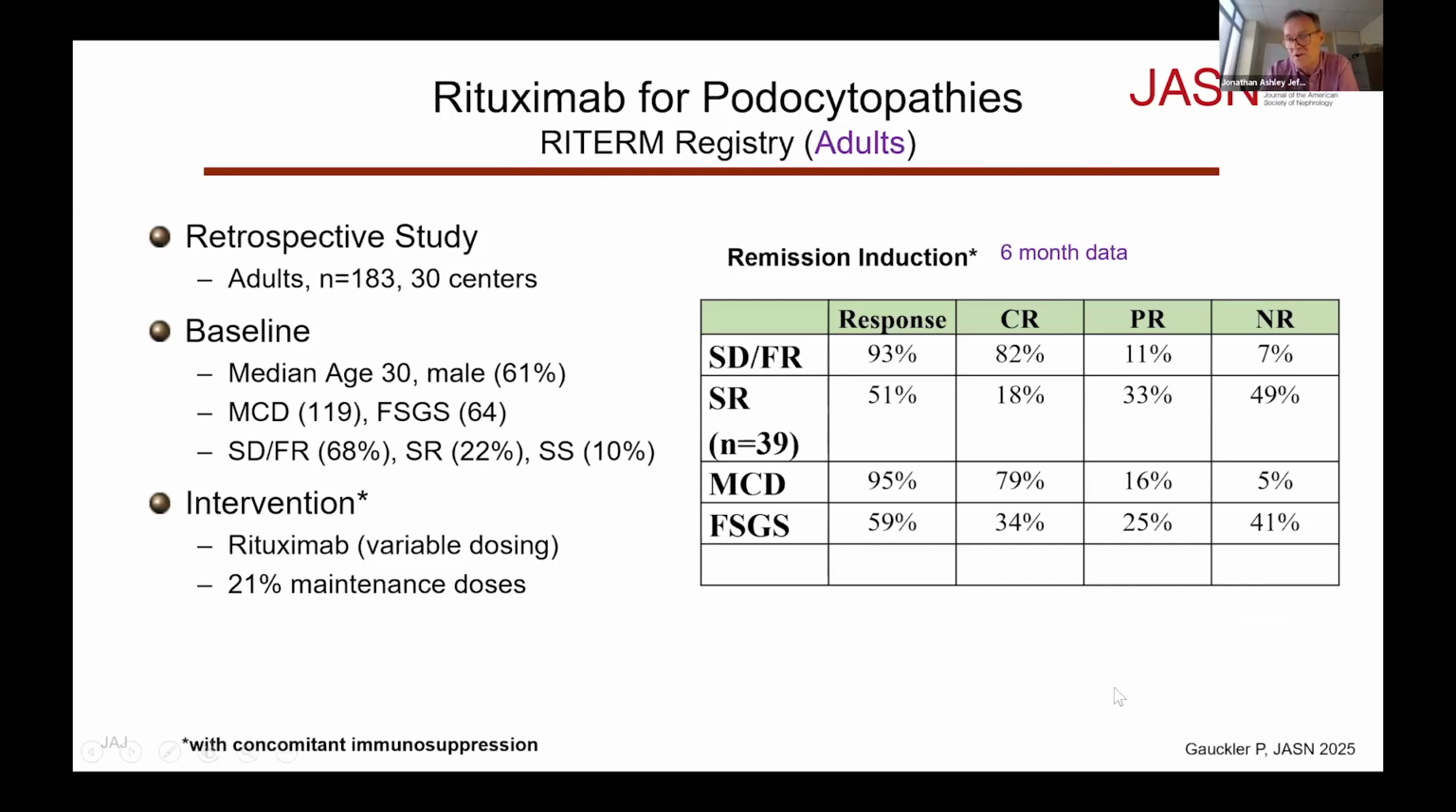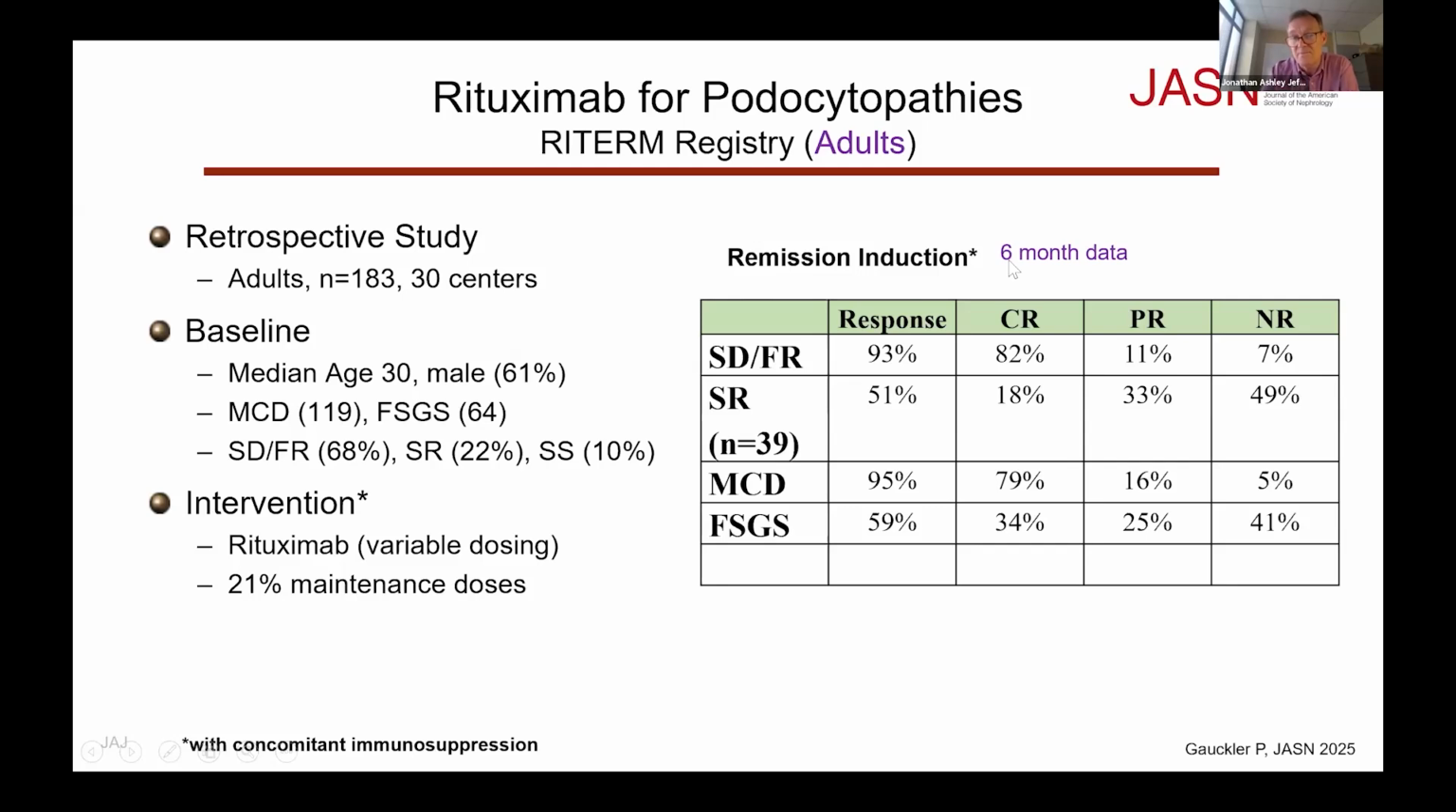This was published this year in JASN. It looked at 183 adults from 30 centers in Europe, North America and Asia. It's described as an induction study, but it's really an induction study of rituximab plus other immunosuppression. So patients had active nephrotic syndrome, and they were treated with rituximab plus something else. So this is not rituximab monotherapy. And they got a range of doses.